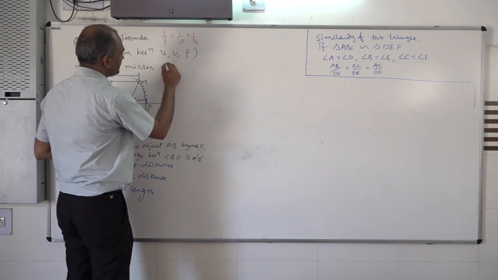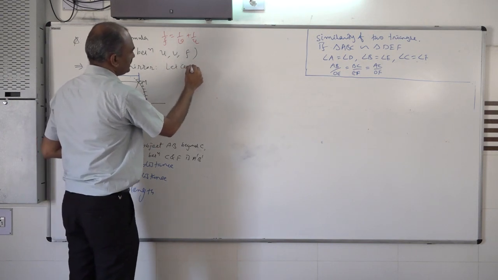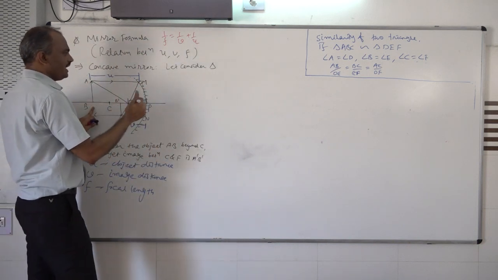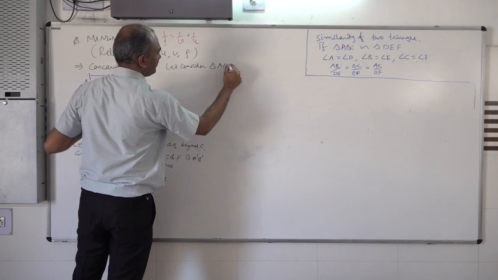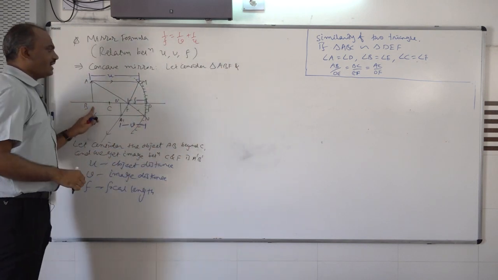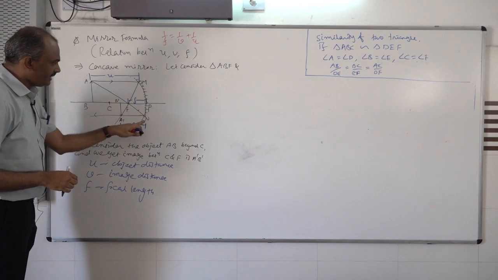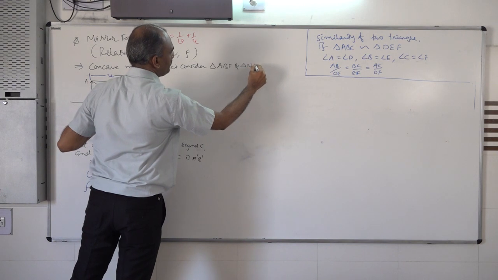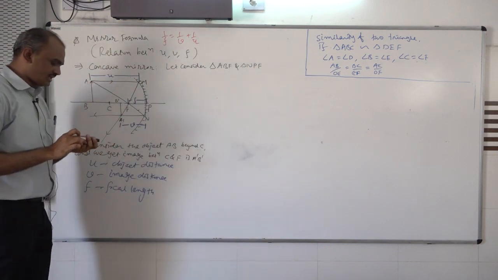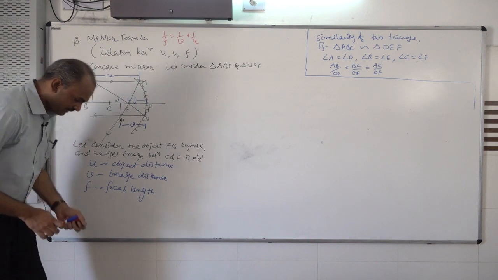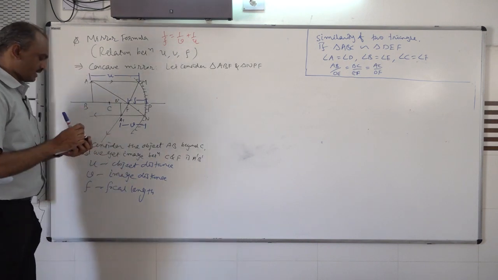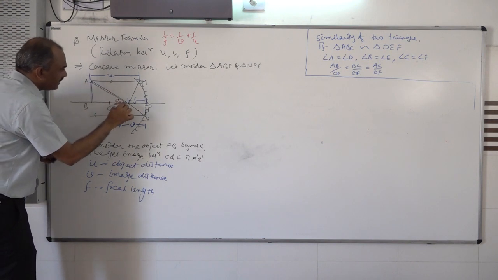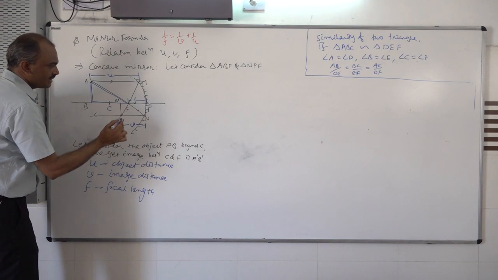Let us consider triangle ABF, and another triangle over here, NPF. These two triangles we are considering: triangle ABF and triangle NPF.